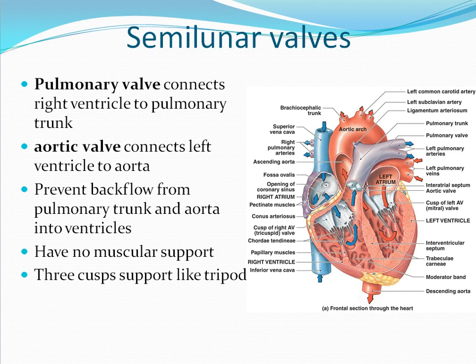The semilunar valves consist of the pulmonary semilunar valve and the aortic semilunar valve. The pulmonary semilunar valve connects the right ventricle to the pulmonary trunk. The aortic semilunar valve connects the left ventricle to the aorta. They also prevent backflow from the pulmonary trunk and the aorta back into the ventricles.